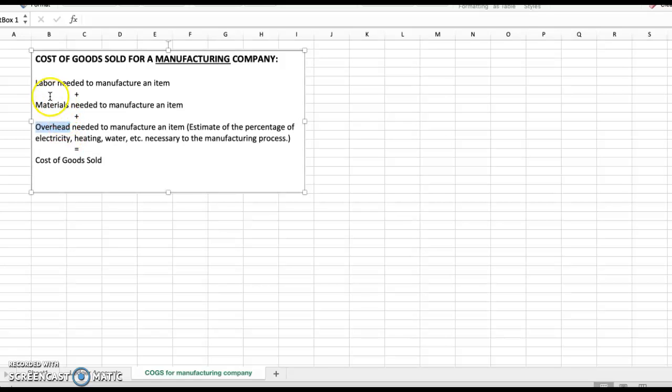So what I want you to know is that there are three things involved in a manufacturing company determining the cost of the goods that they sell. The labor, the direct labor needed to manufacture that item, the direct materials needed to manufacture it, and the overhead needed to manufacture the item. Add those three up, you get cost of goods sold.